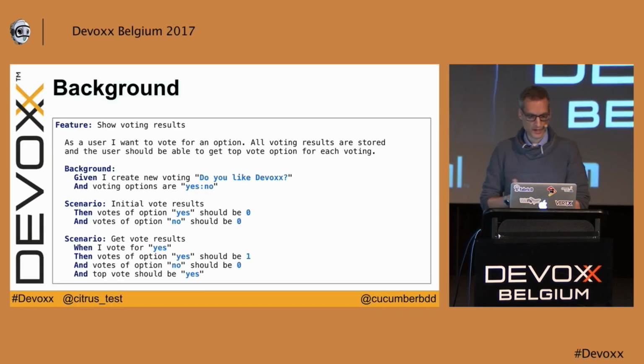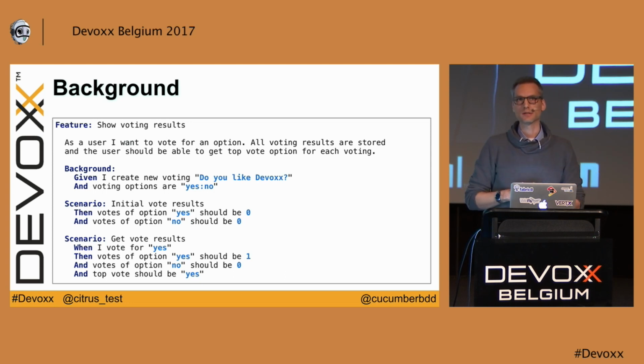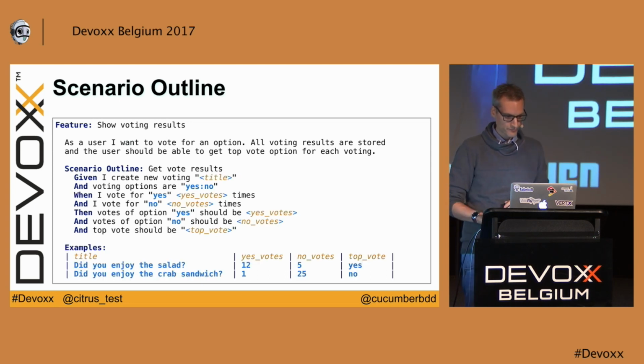So what else do we have? We have background steps. These steps are common for the whole feature file. These are common steps that should be executed before each scenario. So I do not have to repeat the steps every time in each scenario. I can give some background steps and Cucumber will execute these steps before the scenarios.